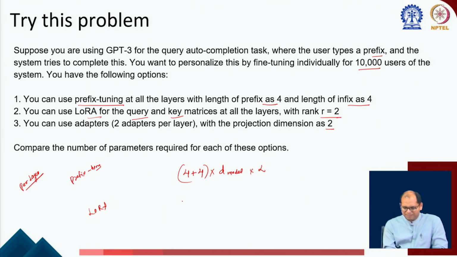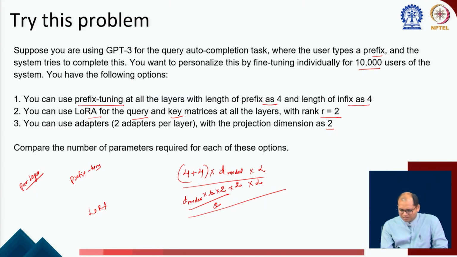So that means how many parameters? D model cross R cross 2 for B and A. This is for the query, and similarly cross 2, this becomes for the query and value matrix, times the number of layers L. So these are the same: prefix tuning and LoRA will use the same number of parameters in this scenario. 8 times D model times L, and LoRA is using 2 times 2 times 2, which is 8 times D model times L. What about adapters?